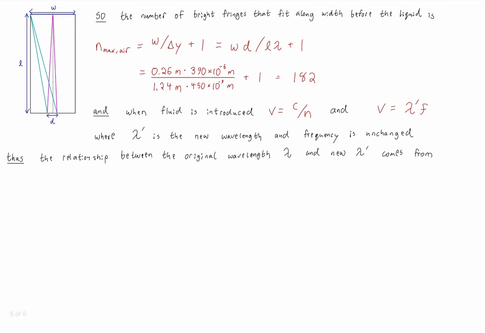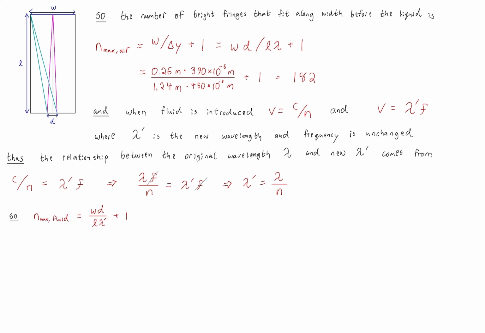Thus, the relationship between the original wavelength lambda and the new wavelength lambda prime comes from the following. We take c over n, I've just replaced velocity here, I'm just setting velocity equal to velocity. Then I have lambda prime times f, and I'm going to replace c with lambda times f, because that's the original wavelength. Cancel out the frequency, because that was unchanged. And there we go. We find that the new wavelength is the original wavelength divided by the index of refraction. This is, again, a very helpful formula talking about the effect of index of refraction on wavelength.